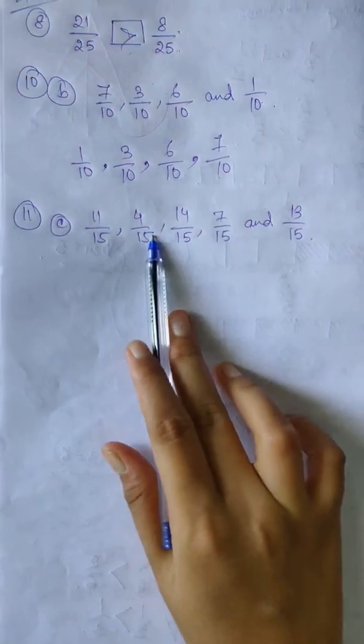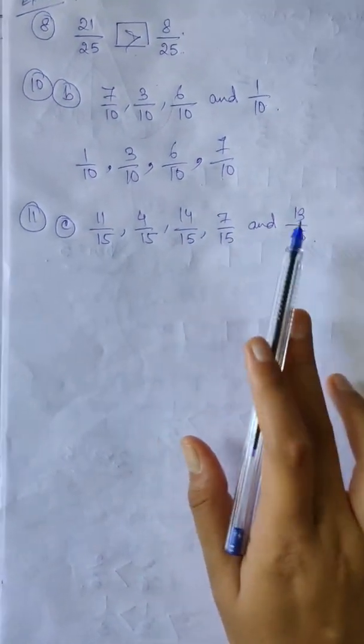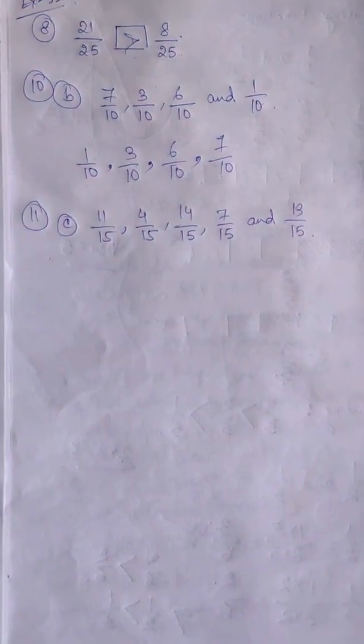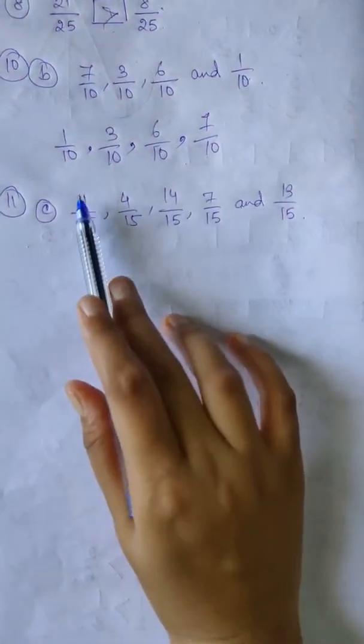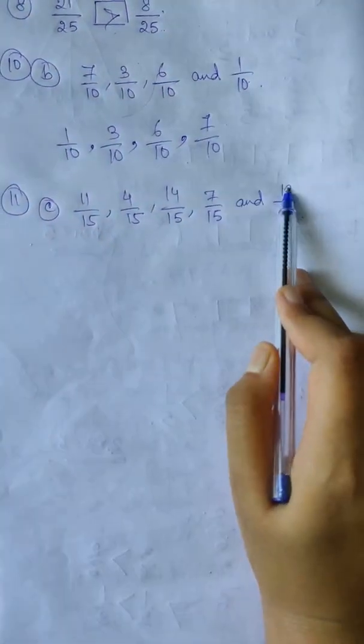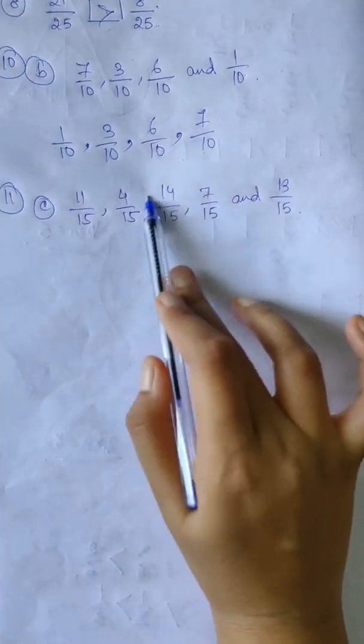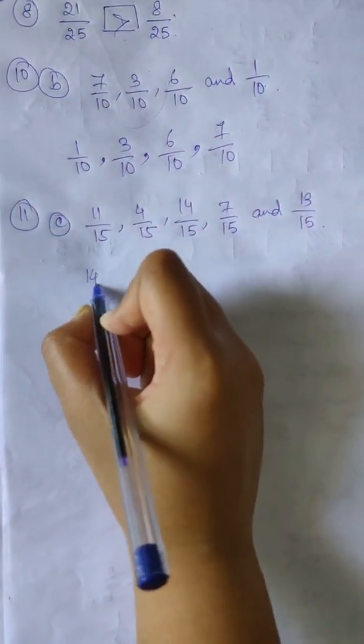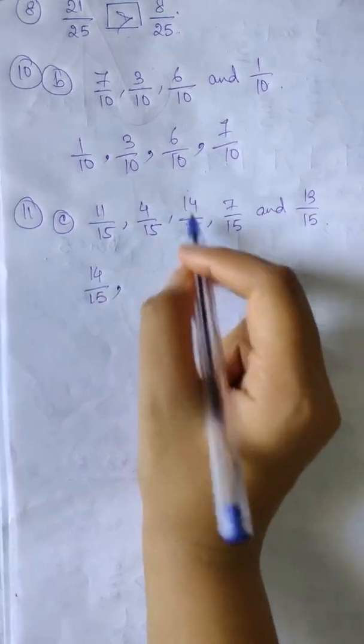Okay. Now let us move on to sum number 11, which has descending order. For 11, I have taken number C. The question has 11 by 15, 4 by 15, 14 by 15, 7 by 15 and 13 by 15. Here we have to arrange them in descending order. That means we have to write the greatest fraction first. So the greatest fraction will be the fraction having the greatest number in the numerator. In the numerator we have 11, 4, 14, 7 and 13. Among them the greatest number is 14. So the first fraction we will place in descending order will be 14 by 15.